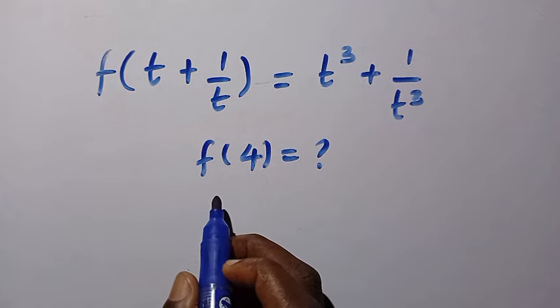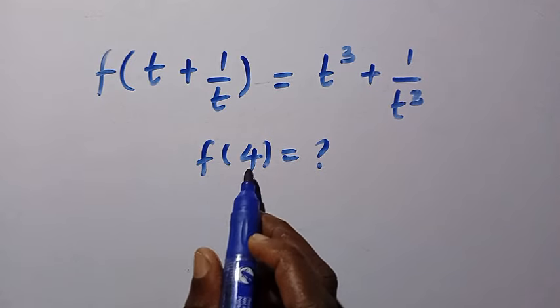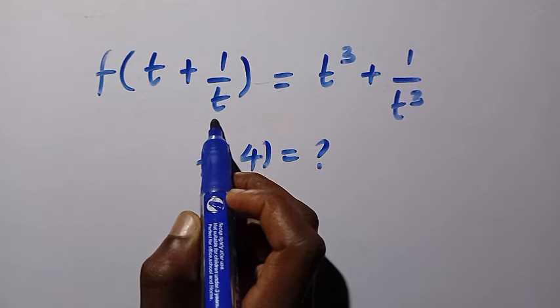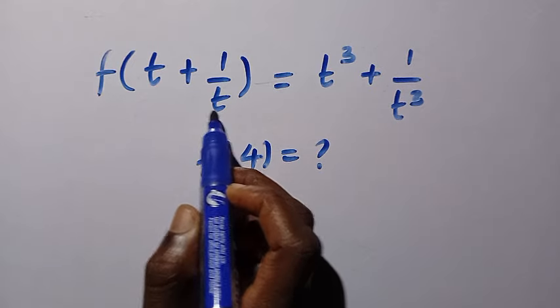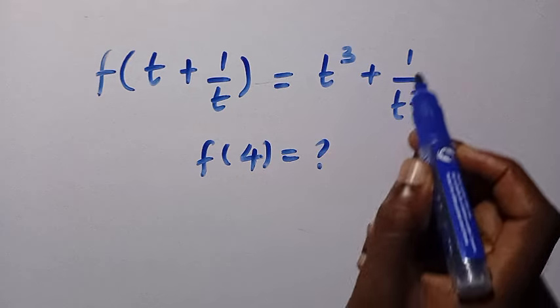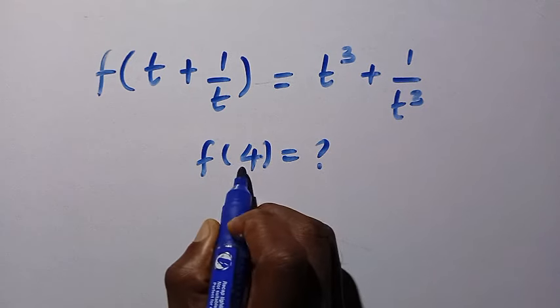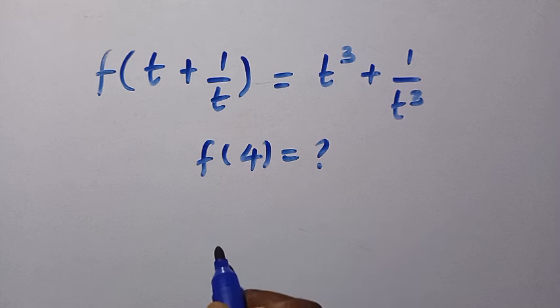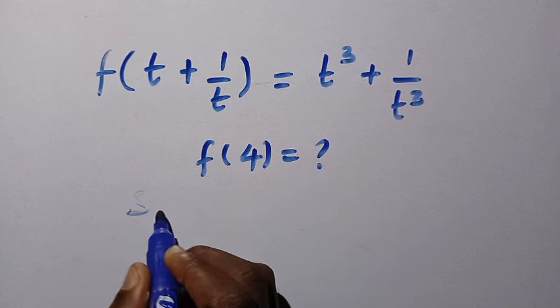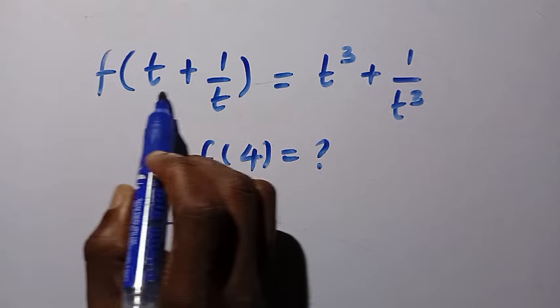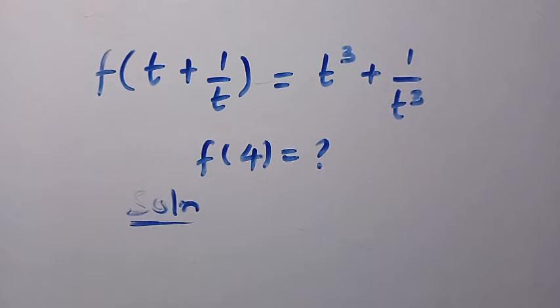Hello viewers, how to find f of 4 given that f of (t + 1/t) equals t cubed plus 1 over t cubed. And to get f of 4 is very simple. So let's consider the solution from here. The domain of this function is given as t plus 1 over t.